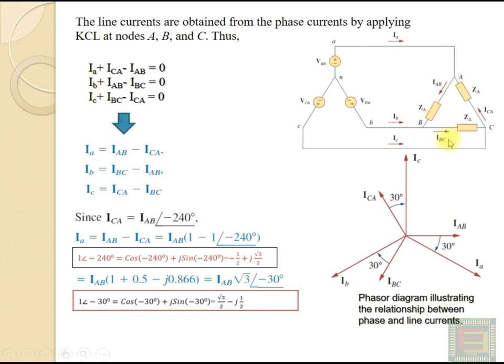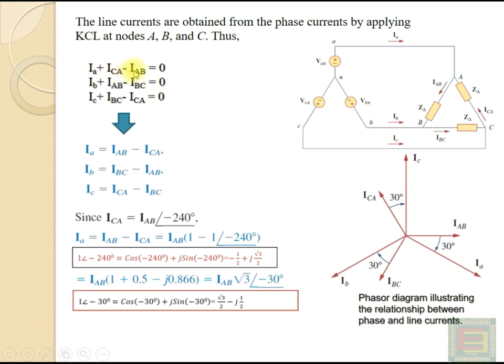Similarly, if you apply Kirchhoff's current law to the nodes B and C, you get these equations. Here you can see that IB is coming into the node, and IAB is coming into the node, and IBC is flowing out of the node. So by Kirchhoff's current law equation, you get IB plus IAB minus IBC equal to 0. And if you apply it to this node, IC is coming into the node, and IBC is coming into the node, and ICA is flowing out of the node. So you get IC plus IBC minus ICA equal to 0.